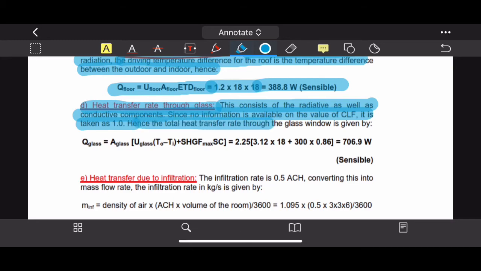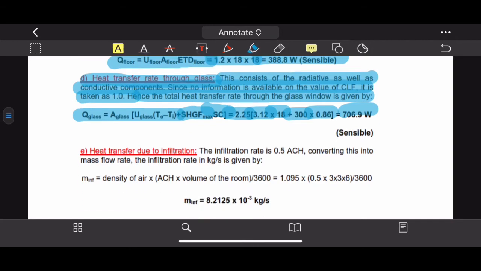Hence the total heat transfer rate to the window is given by Q glass equals A times U glass times (T outdoor minus T indoor) plus SHGF max times SC. So 2.25 is the glass area, U glass is 3.12, if it's not given then a table will be given, times 18 plus SHGF and also SC, and the answer is 706.9 watts, and this is still sensible heat.